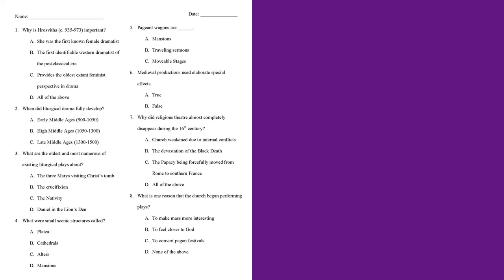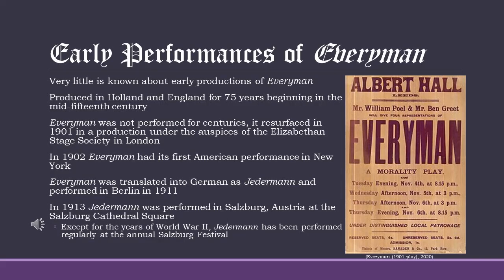So, early performances of Everyman. We don't know a lot about the early performances of Everyman, other than it was produced in Holland and in England for about 75 years, beginning in the mid-15th century. Everyman was not performed for many centuries. It resurfaced in 1901 in a production under the auspices of the Elizabethan Stage Society in London. Shortly thereafter, in 1902, Everyman had its first American performance in New York.